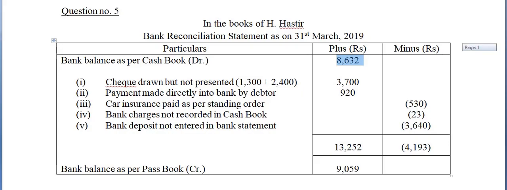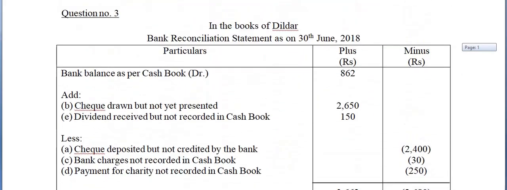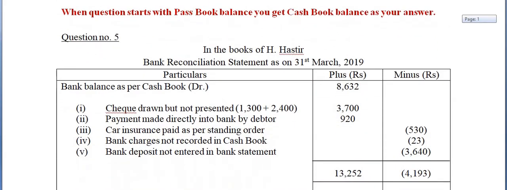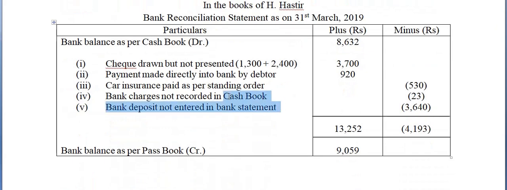And just like in question number 3, see, I have included the add items separately and the less items separately. I have classified this. When you practice this BRS continuously, just by looking at the question, you will come to know that these are the plus items and these are the minus items. Okay, but you can solve the question like this also.